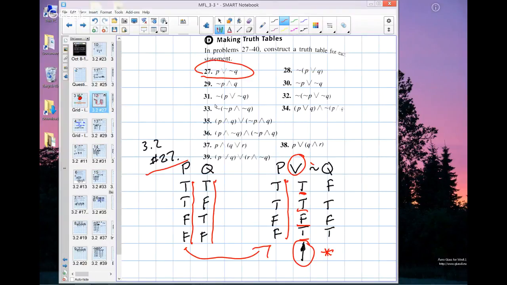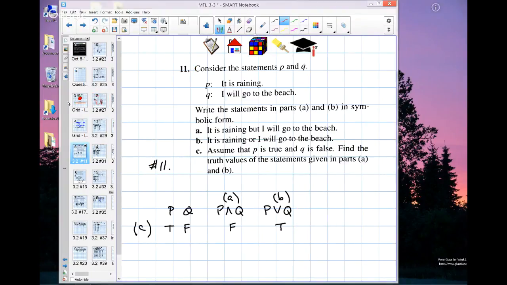Other questions? Number 11. Okay, number 11, you got it. 11C in particular. I saw the answer, but I wasn't sure how they got to that answer. Okay, I'm glad you asked. Here's the question in the book. And let's just read the problem. It says, consider the two statements. P, it's raining. Q, I will go to the beach.